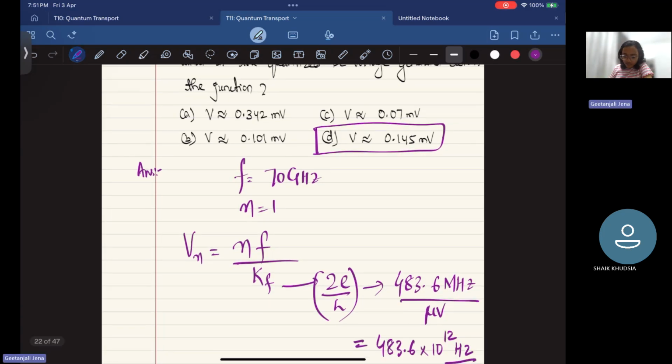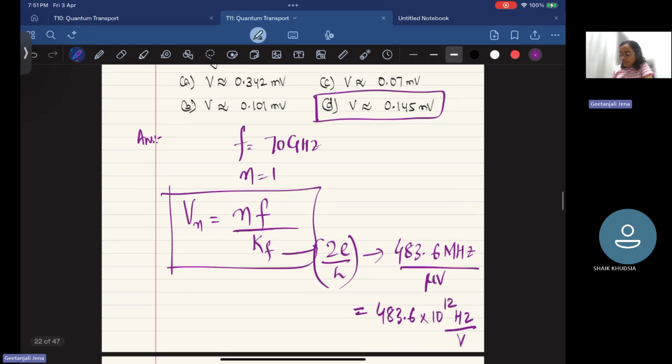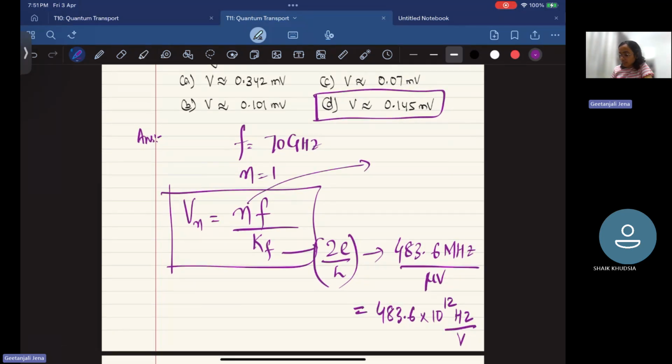So is this clear? Just recall this relation, then you can easily calculate the value. If n is different, then you can take n equal to 2, 3, but here it is given n is 1.